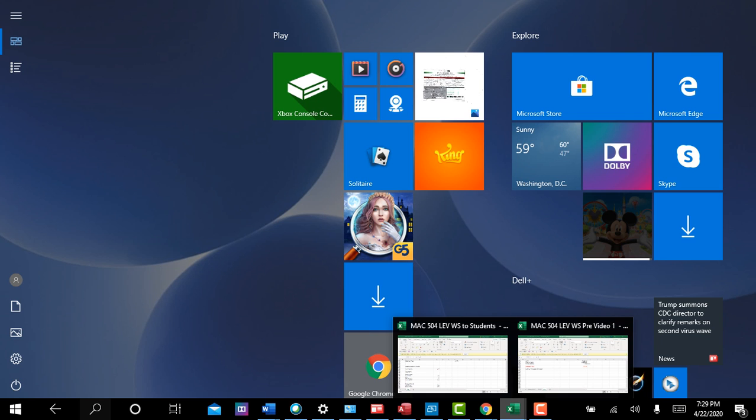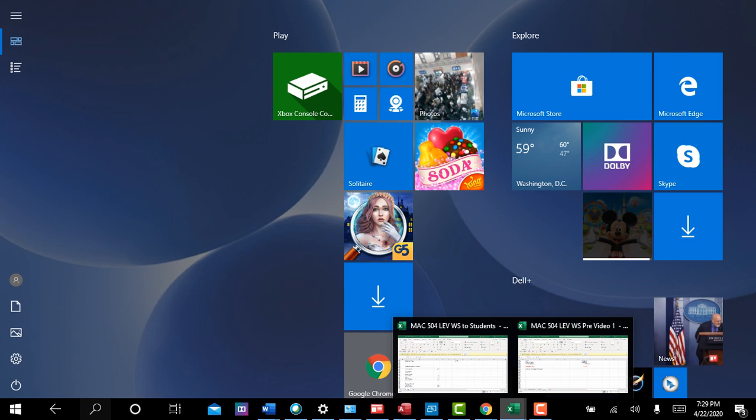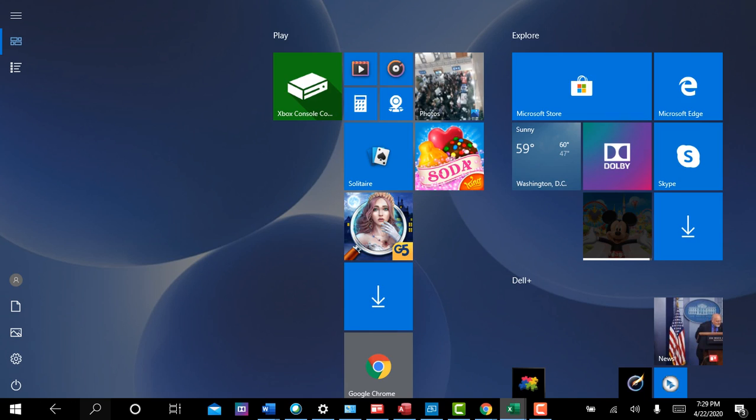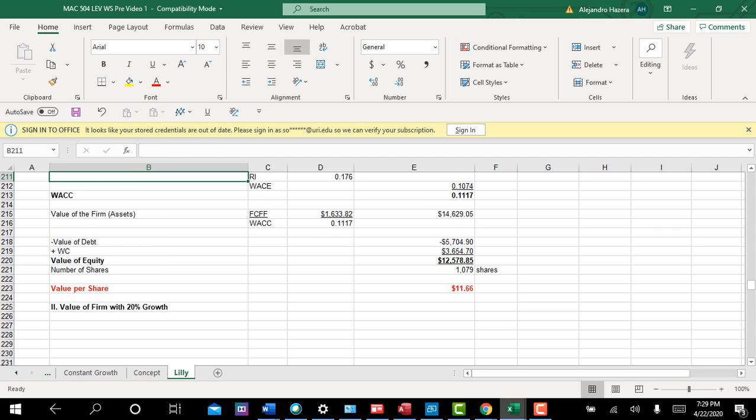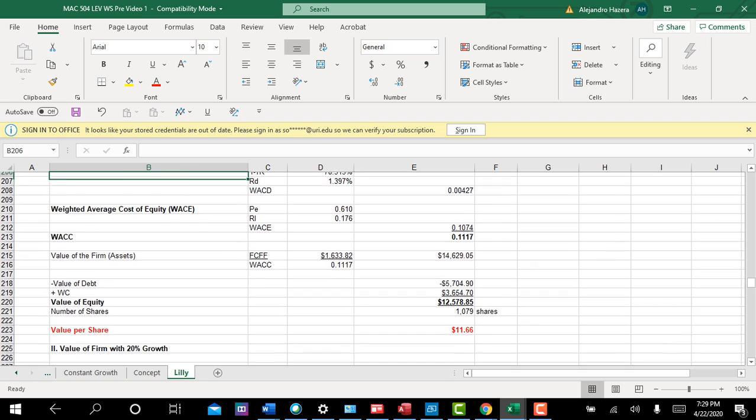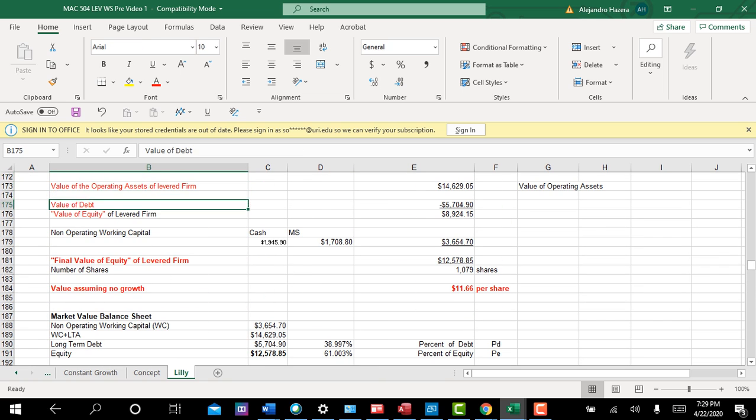This video is going to be on finishing the worksheet that we started. That's the worksheet right there, and we're just going to finish it. Keep in mind that previously we valued Lily, assuming no growth, using two different methods. Multiple methods for getting the same result give you a better perspective and understanding of the firm and its growth prospects and how the model is working.